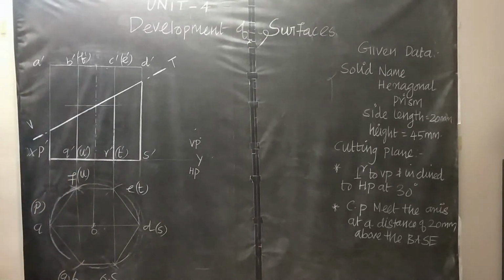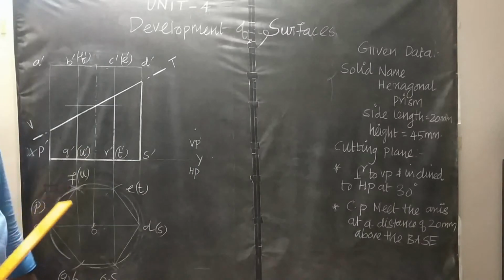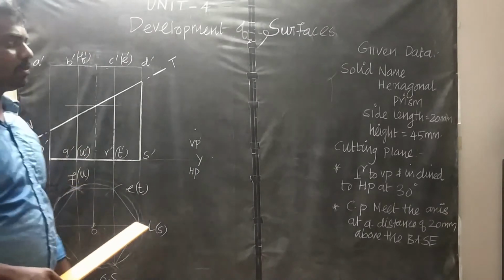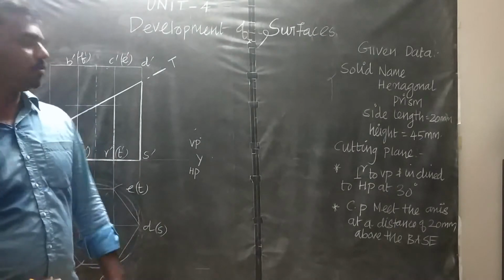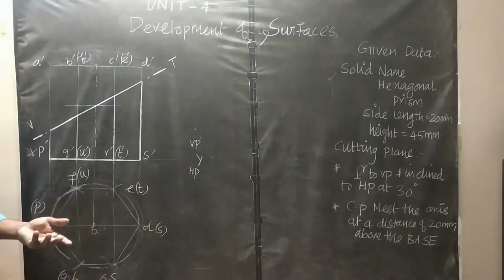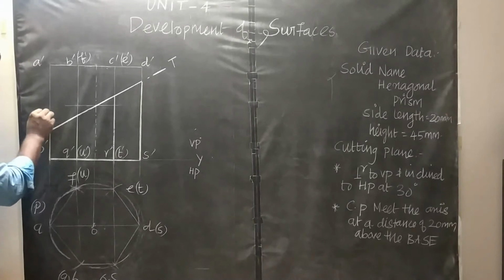See here, in this problem, the cutting plane cuts all the lateral edges. Generally, this hexagonal prism contains 6 lateral edges. So from this we conclude that we have 6 cutting points on the solid. Among them, 2 are invisible. Here we have only one lateral edge, that is A dash, Q dash. On that we have only one cutting point, give the name 1 dash.